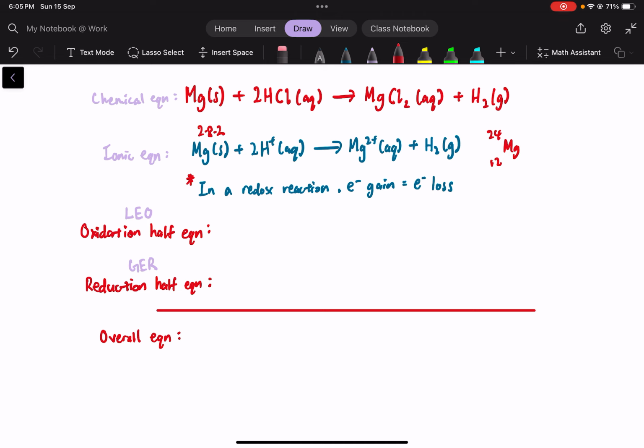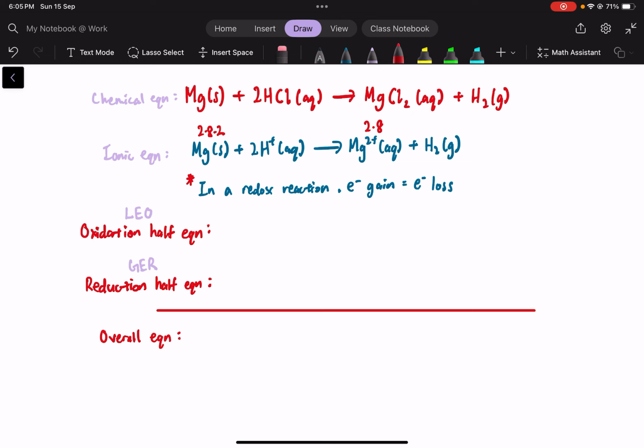So now for a magnesium atom to have a complete electronic configuration, it has to lose 2 electrons. So the magnesium 2+ ions here will have an electronic configuration of 2 and 8. So this means that it has lost 2 electrons. As we know, loss of electrons is oxidation.